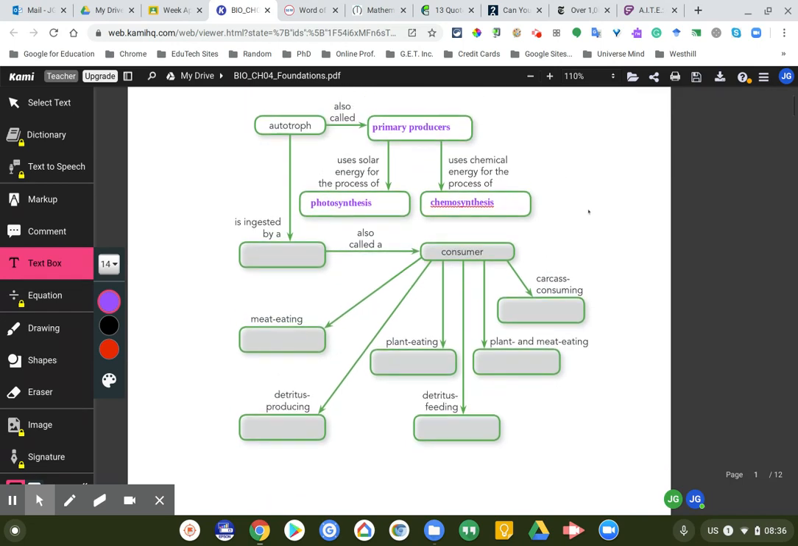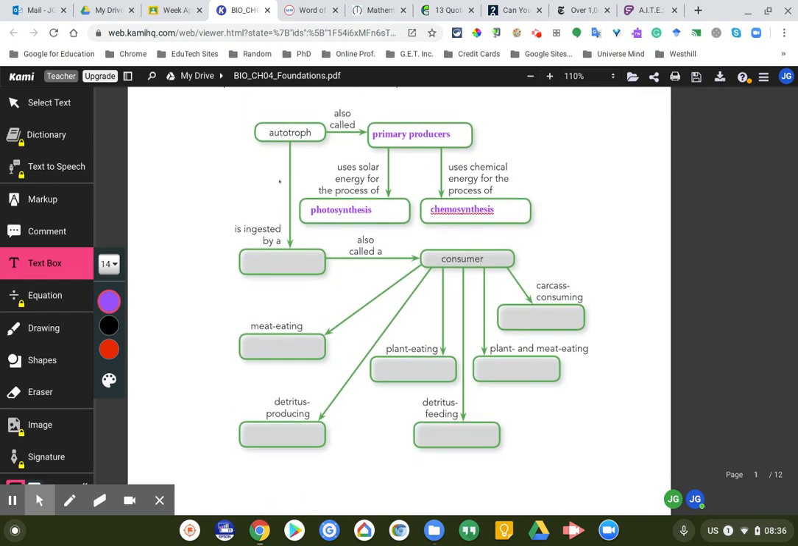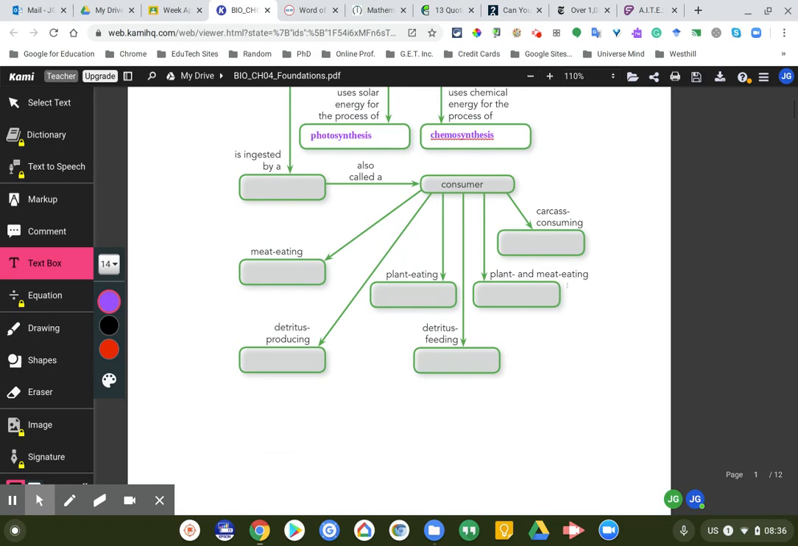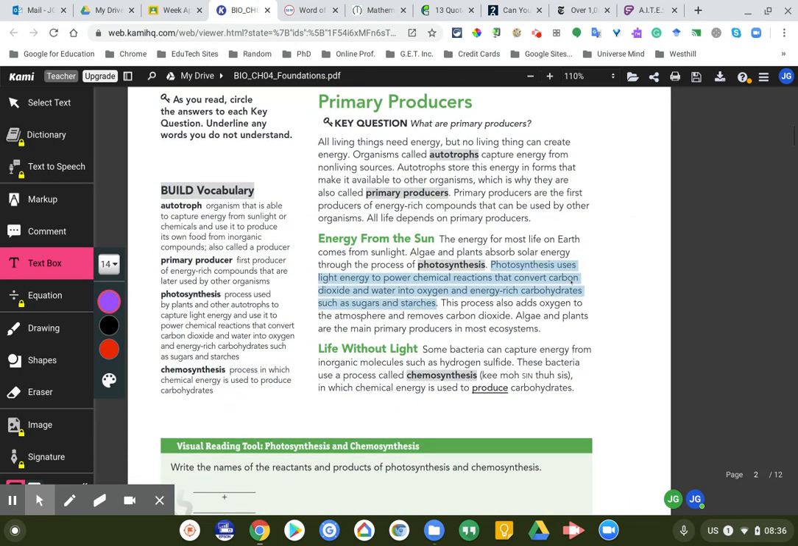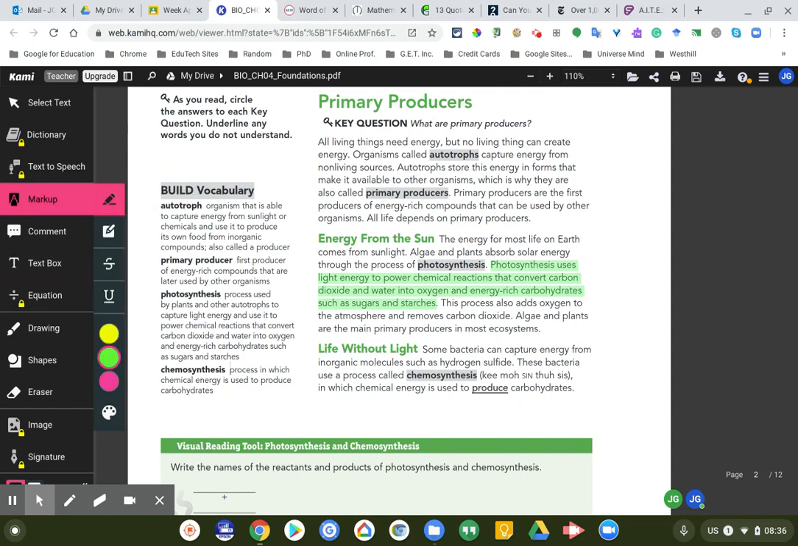Now we need to figure out what autotrophs are ingested by. Okay. And they're also called consumers. I think we're going to get to that in a later part of the notes, so we'll come back to that. See if I need to mark up any other stuff. I don't think so.